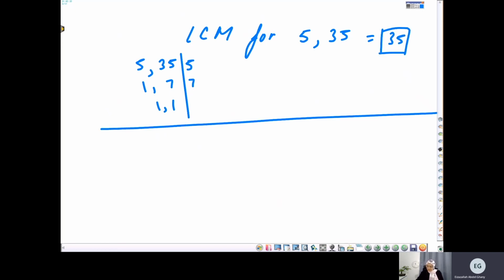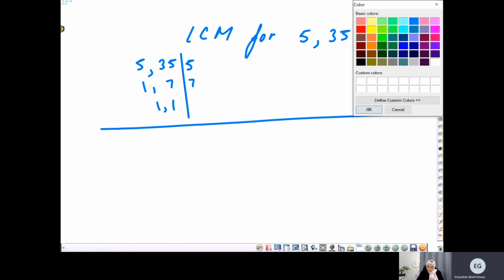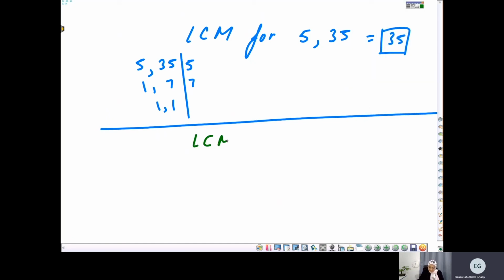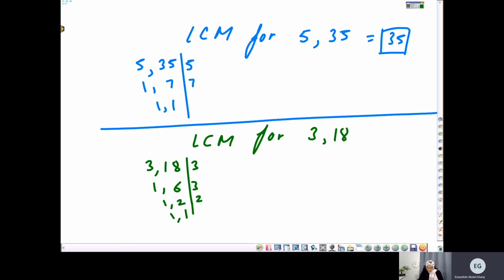You'll discover it by yourself now. Okay, now we need to find the LCM for example of 3 and 18. 3, comma 18. Divided by 3, 1 and 6. Divided by 3, 1 and 2. Divided by 2, 1 and 1. So the LCM will be 3 multiplied by 3 is 9. 9 multiplied by 2 is 18. It will be 18. I think you started to understand.